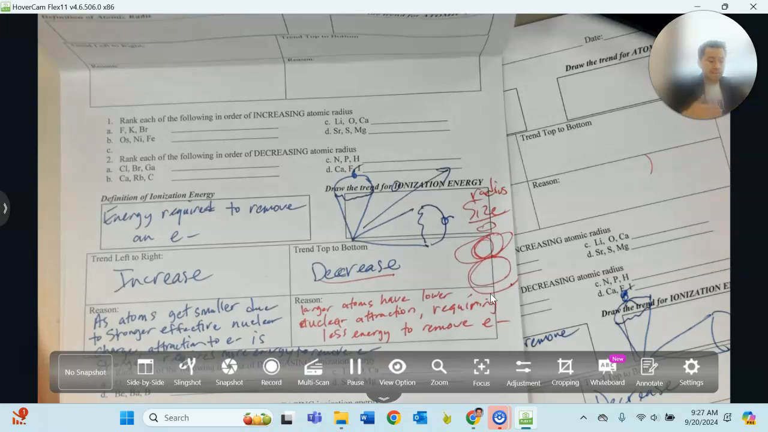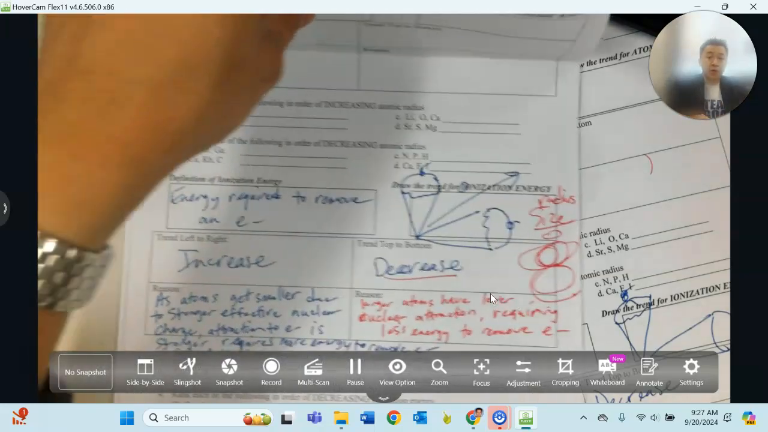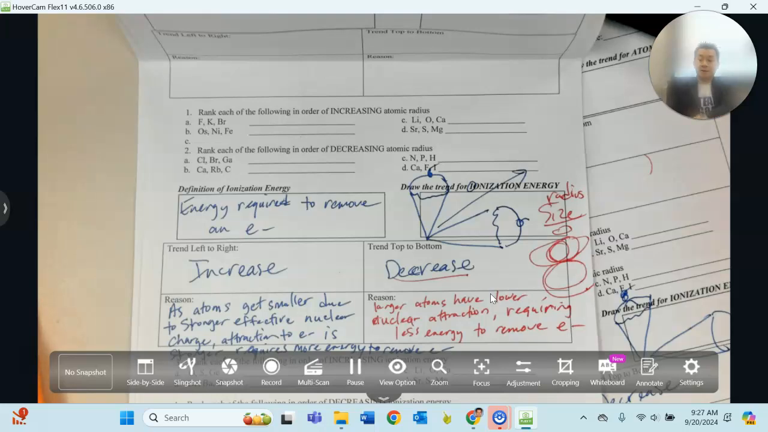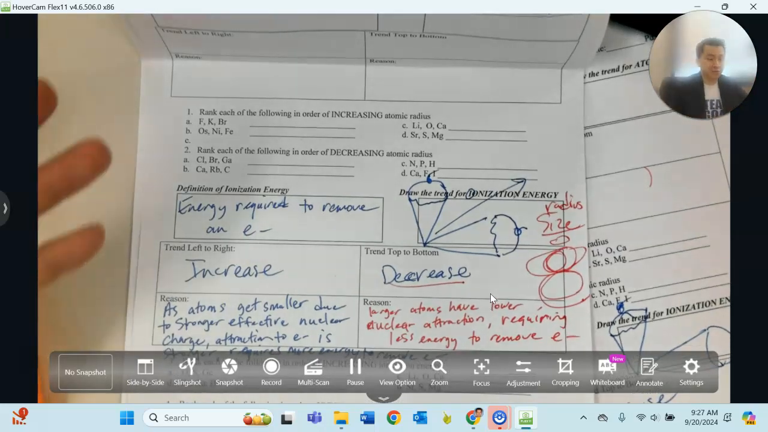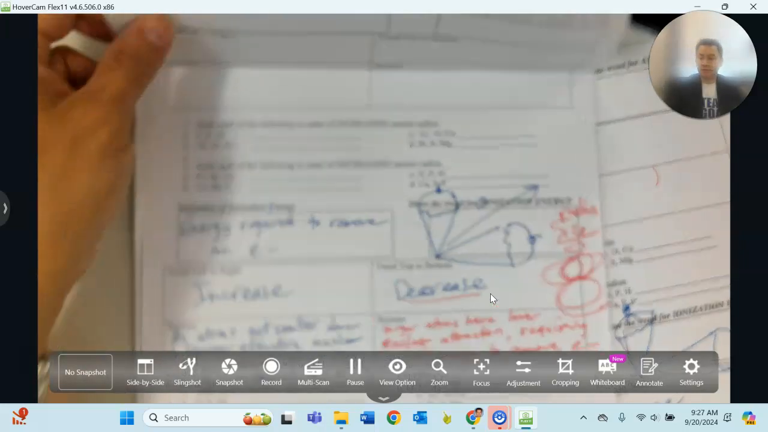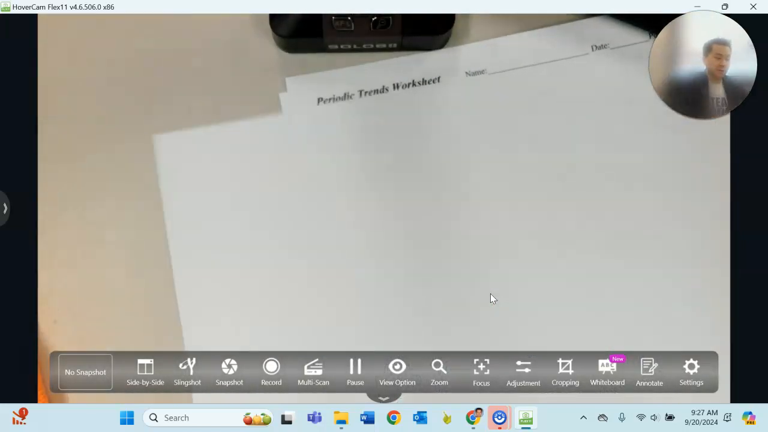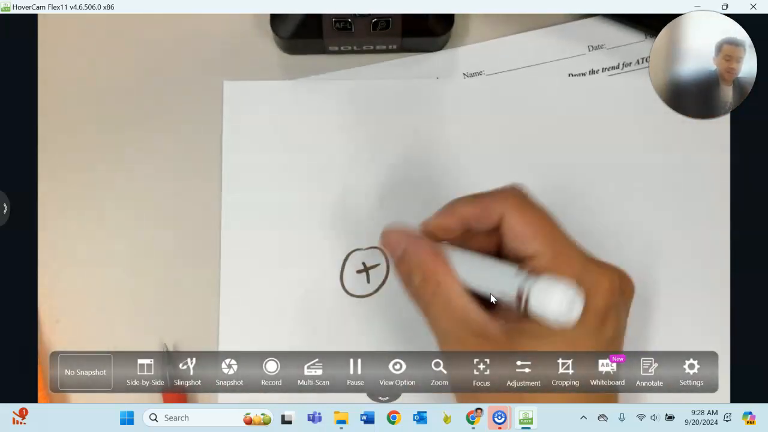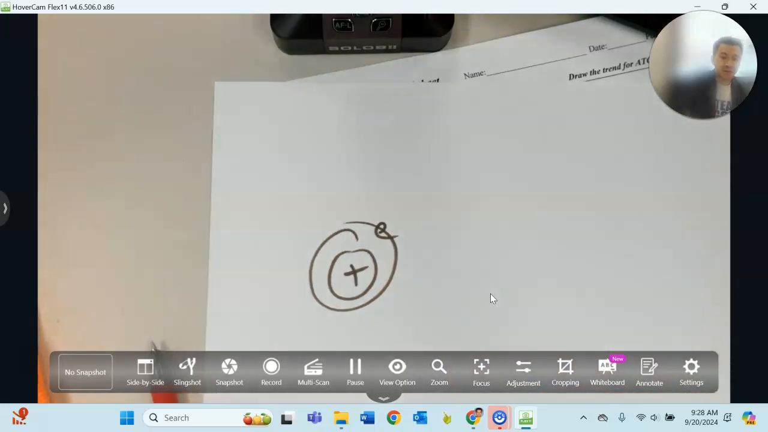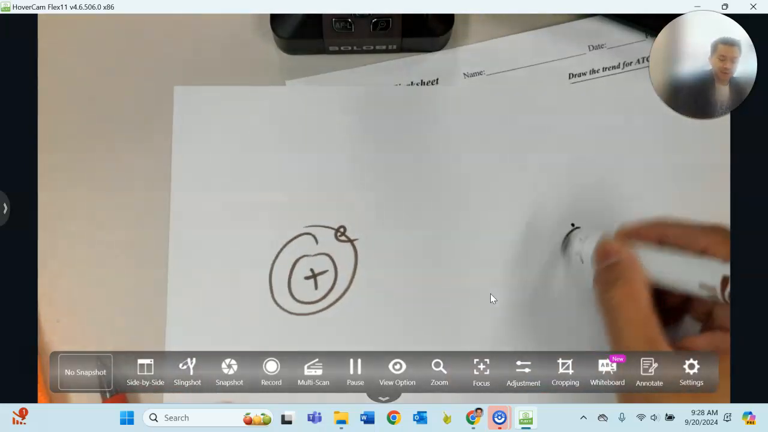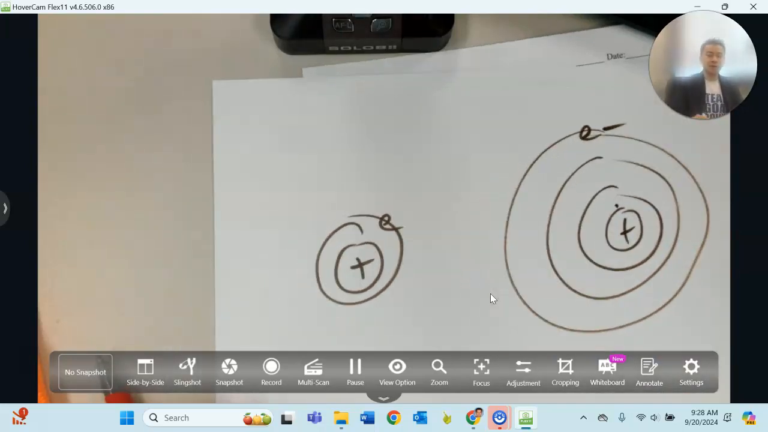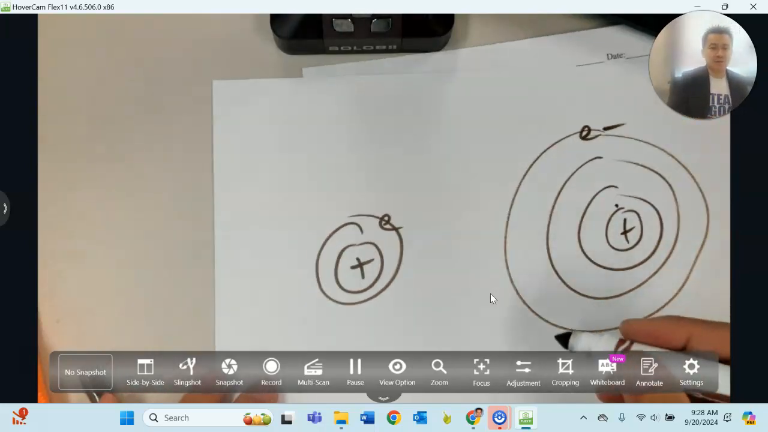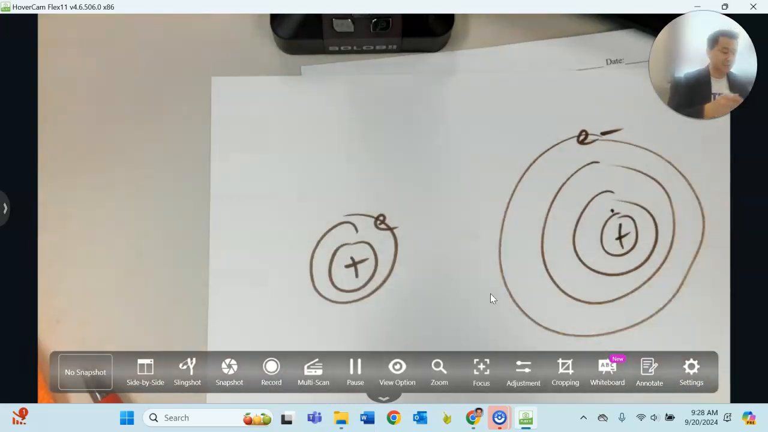So as we go down, it gets lower and lower because of the atoms increasing in size. Further from the nucleus, easier to remove. So the concept is quite simple here. Let me illustrate that with an example. We have a small atom with, let's say, 2 rings, this electron, and then a bigger atom, proton in the middle, bigger atom with electrons on the outside. Okay, so which one requires less energy to remove? Which one's easier to remove?